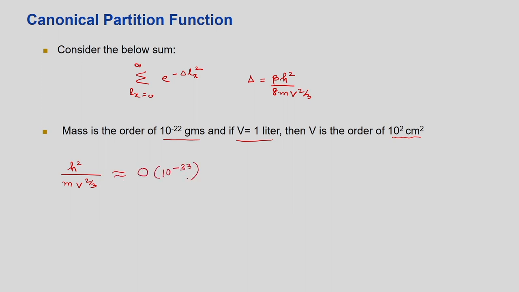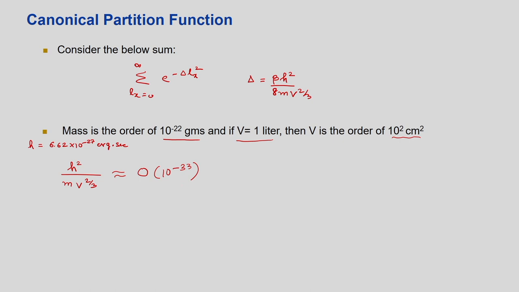So -21 goes down in the denominator and it becomes of the order of 10^-33, because h is, as you know, 6.62 × 10^-27 ergs per second. Erg goes with grams and centimeters, so you multiply their orders. For h square this will be -54, and this will be -21. So it becomes -33. This is the order.